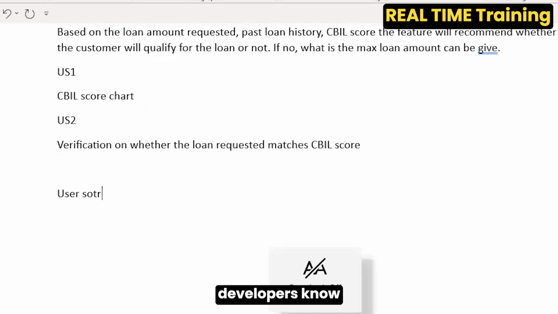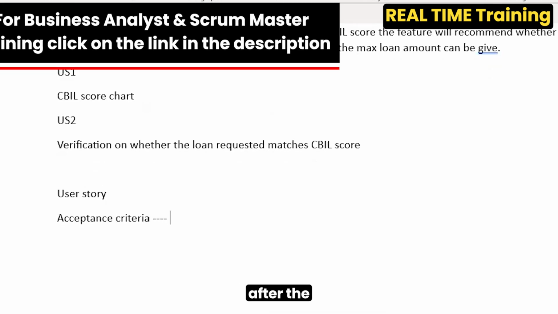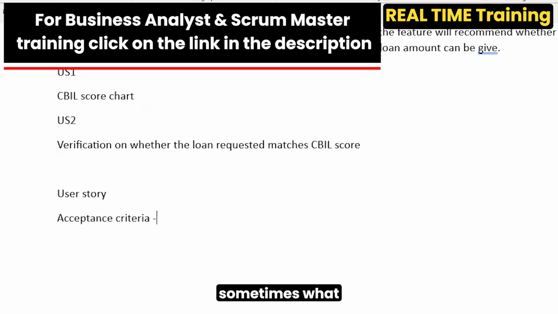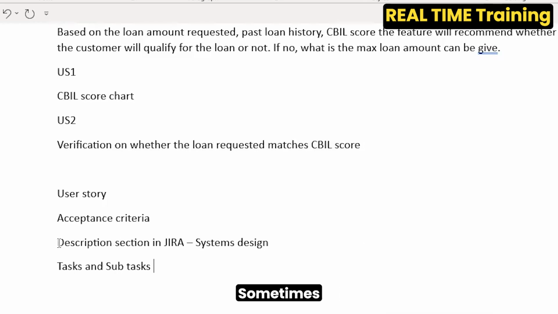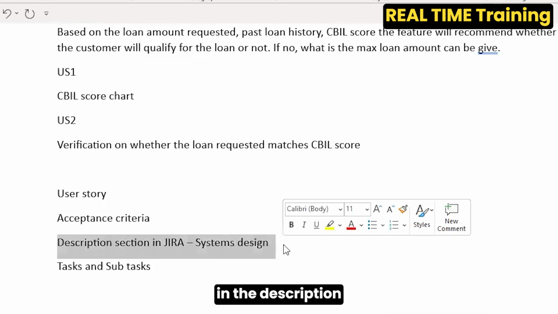So how will the developers know the language? Sometimes the design comes after the acceptance criteria. Sometimes the design is put in the description section in Jira, in the same ticket where the user story and acceptance criteria are, and we put the system design in that description section. Sometimes the developers put it in the tasks and subtasks, and developers take care of this. Sometimes, if you are doing it as a BA, you will put it in the description section.